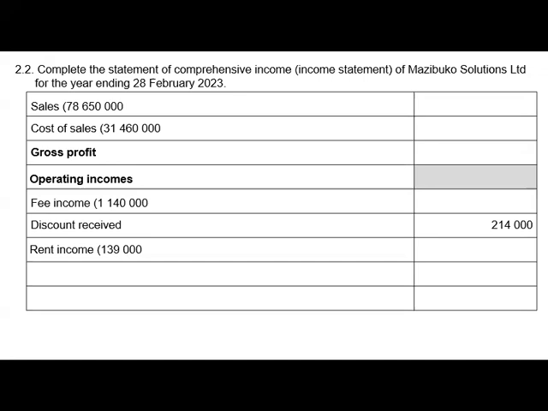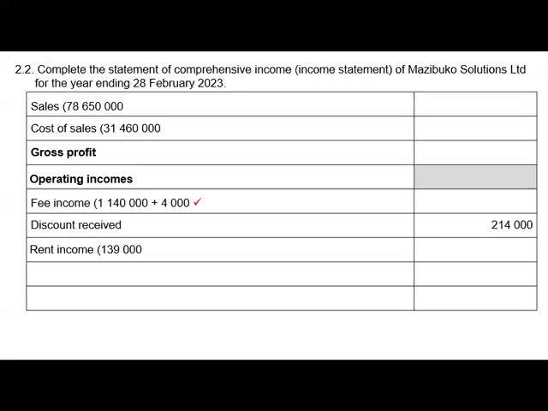But you will notice that the income received in advance didn't relate to rent income. Instead, it related to fee income. So I will need to recognize it as income in the current year. It wasn't income last year, but it will be recognized as income in the current year. So you add it to the fee income. That's the first thing that you needed to do, all right?